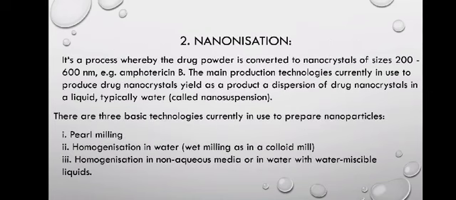2. Nanonization. It's a process whereby the drug powder is converted to nanocrystals of sizes 200 to 600 nanometers, example amphotericin B. The main production technologies currently in use to produce drug nanocrystals yield as a product a dispersion of drug nanocrystals in a liquid, typically water, called nanosuspension.